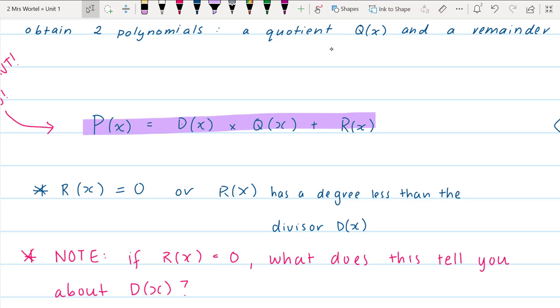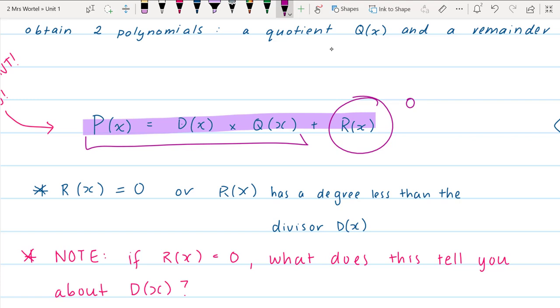Another thing to note is if r of x is equal to 0, so if this up here was equal to 0, you would only have this. You would have p of x is equal to my divisor multiplied by my quotient. Or in other words, my original polynomial, if I divide by my divisor, I would just be left with my quotient with no remainders left over. What does this tell you about d of x? What does that tell you about our divisor? Well, let's have a think about it. If I don't have a remainder, I have p of x is equal to d of x times q of x.